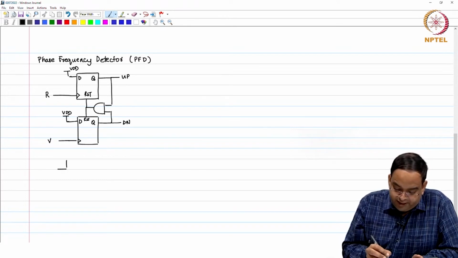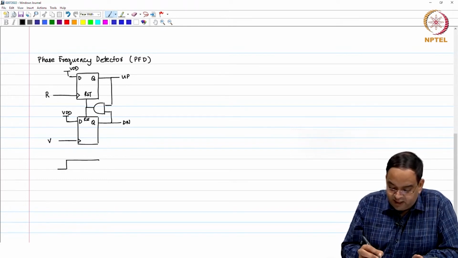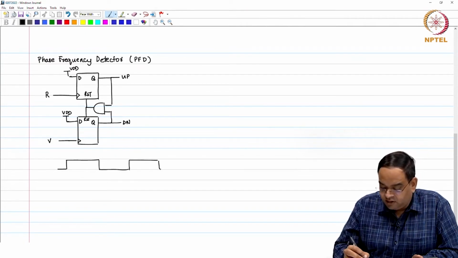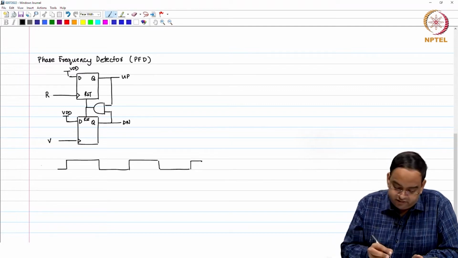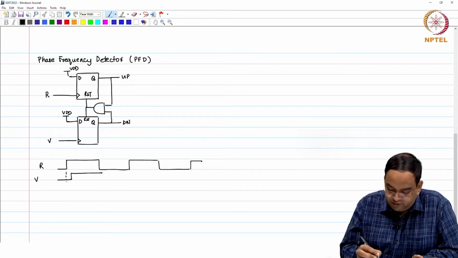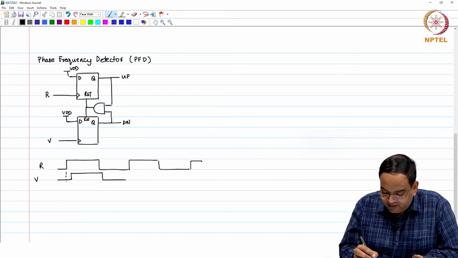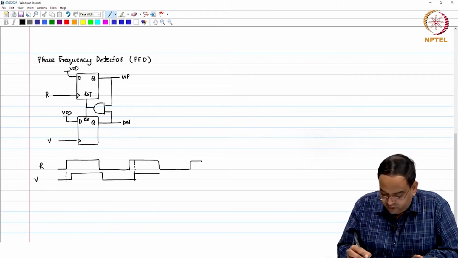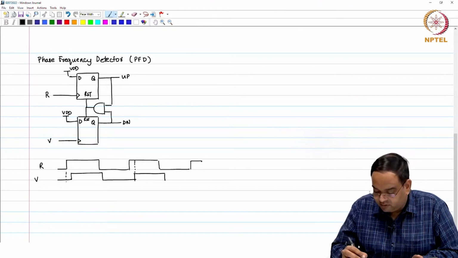So, I have my R signal like this. First, look at the phase error detector operation. I have my R signal like this, and my V signal slightly shifted from here, just to show you how it will detect the phase error. In this case, right now I am assuming that the frequencies are the same and the phase error is different. We will look at the frequency error in a moment. So, do not worry about that part.